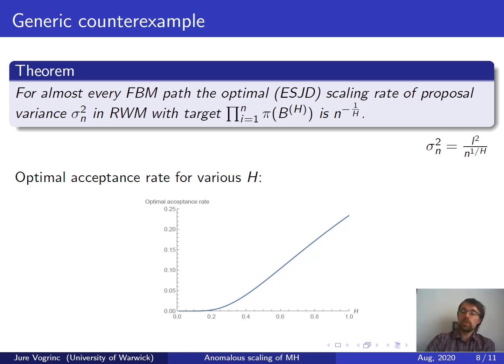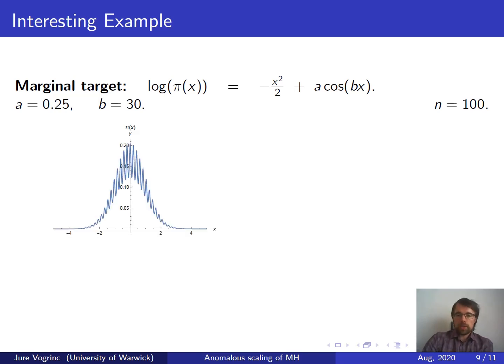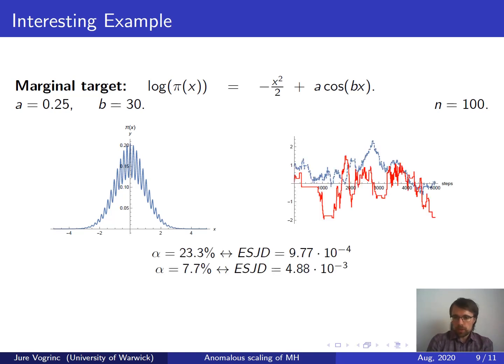Well, consider the following example. Take another one-dimensional target that is a perturbation of a Gaussian, but it's not perturbed by a fractional Brownian motion, it's perturbed by something nice with these parameters. And take a 100-dimensional example. So multiply this target 100 times with itself. Notice that this is completely in the regime of the classical paper of Roberts, Gelman, and Gilks. This is how the marginal target looks like. It's nice, smooth, everything. And here is the surprising result.